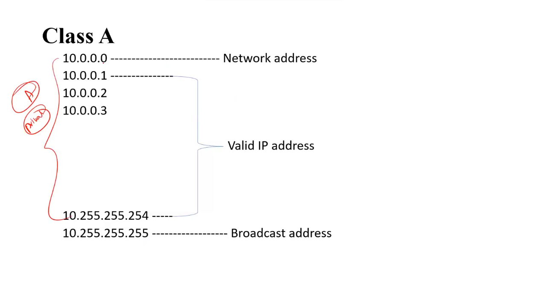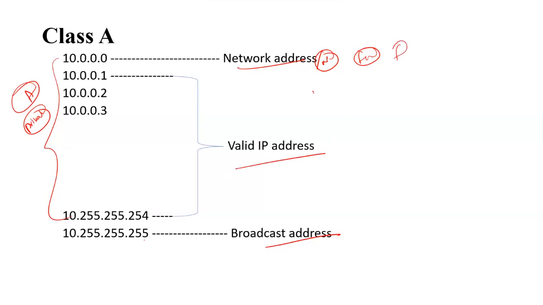Here the starting IP address is 10.0.0.0, so that is called the network address. The first address of the network is called the network address, and the last address from the private IP range is the broadcast address. The last address is 10.255.255.255. And between the addresses, whatever is there, those are called valid IP addresses.